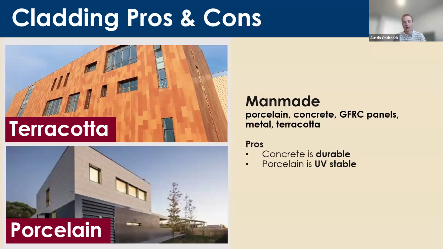Some more cladding pros and cons, in this case of man-made, whether it's porcelain, concrete, GFRC panels, metal or terracotta. The pro is concrete is extremely durable. That's why we use it. It's installed in so many different ways all around us, and that's because it does very, very well. So concrete works great in many different applications, and porcelain in this case is extremely UV stable. So to have low reflectance, minimal fading, those are huge benefits of these types of man-made materials.